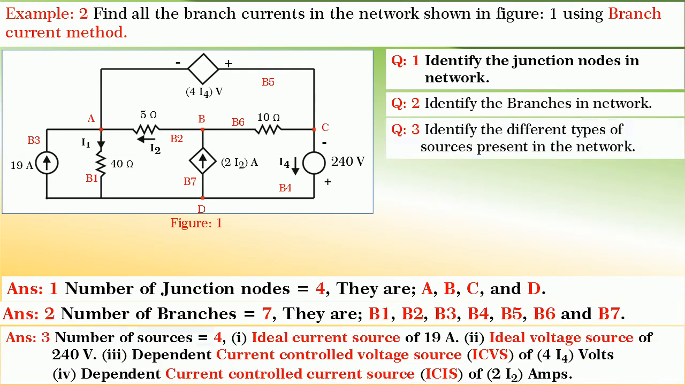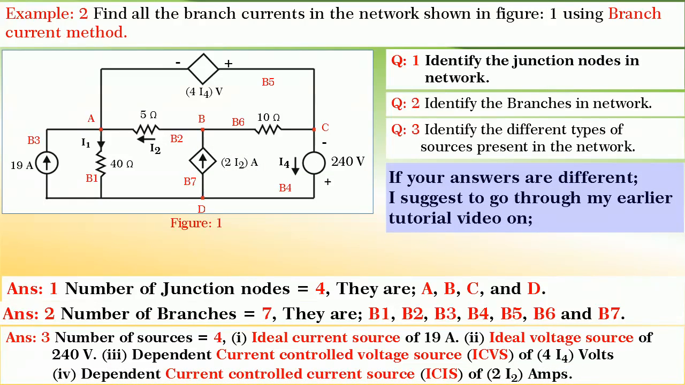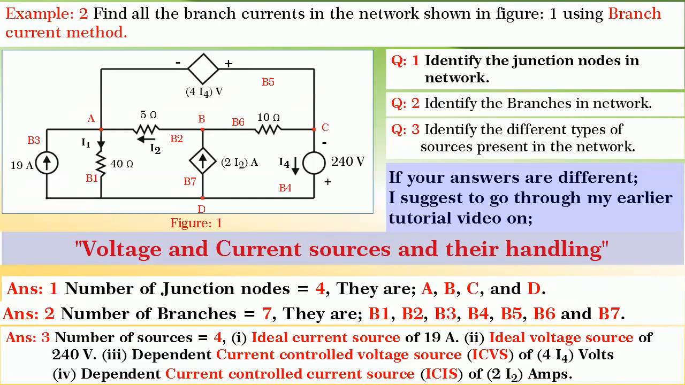Friends, there are four sources. One is an ideal current source of 19 amperes. Next is an ideal voltage source of 240 volts. The third is a dependent current controlled voltage source of 4i4 volts. And the fourth is a dependent current controlled current source of 2i2 amperes. If you are not sure how to identify these sources, I suggest you go through my earlier video on voltage and current sources and their handling.